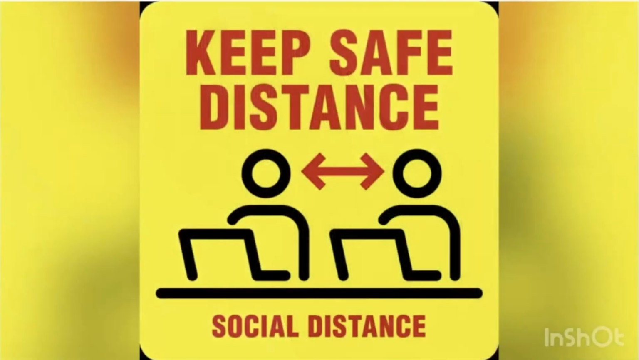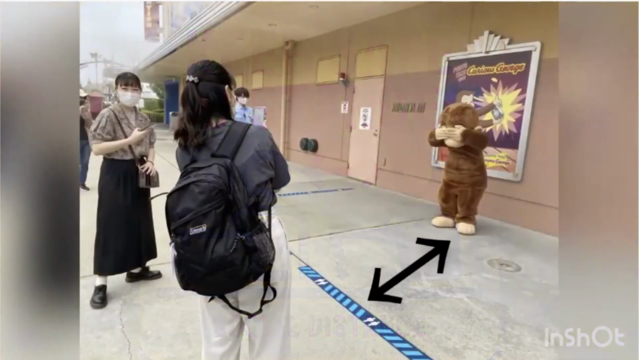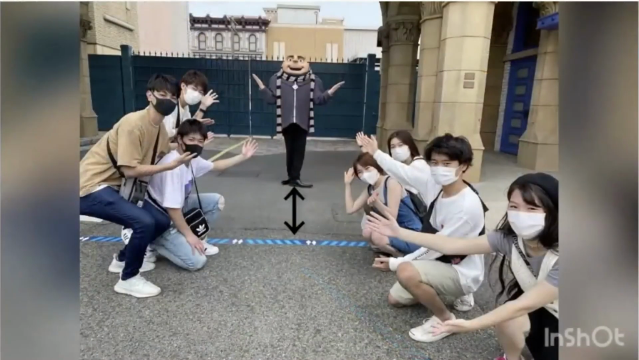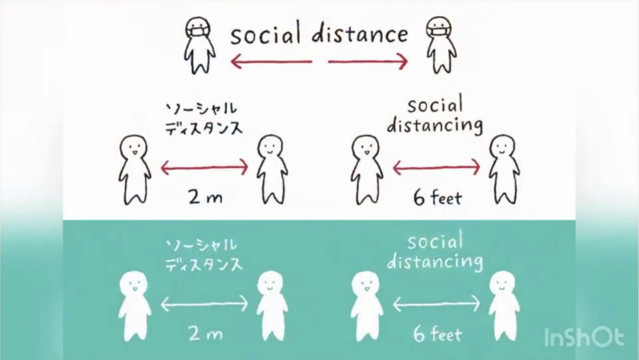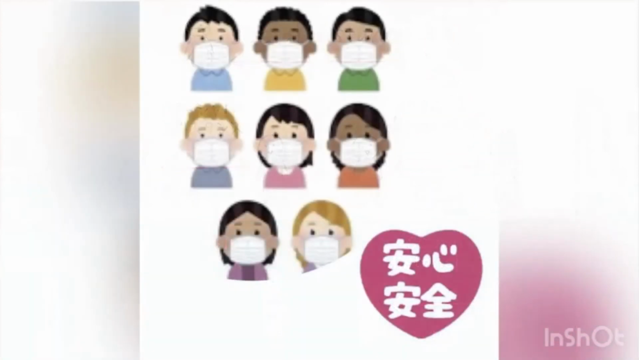First, let's talk about social distance. What is social distance? Social distancing means keeping a safe space between yourself and other people. This photo shows the promotion of social distancing at the USJ. We create a social distance by keeping a distance between the character and the guest. So it is important to stay at least 6 feet away from others, and social distance is an effective way to prevent COVID-19.